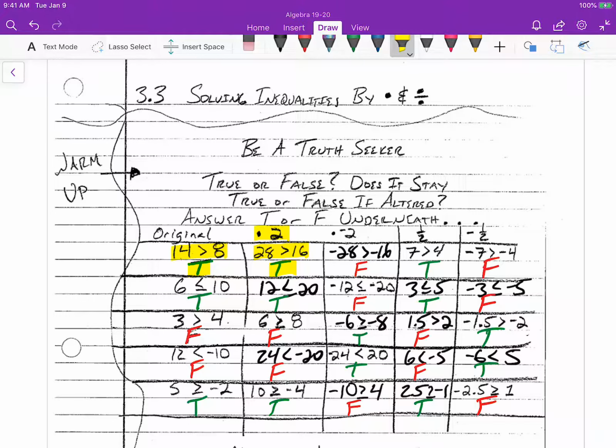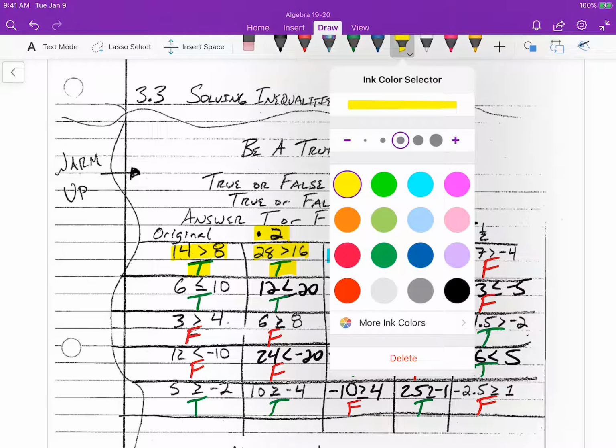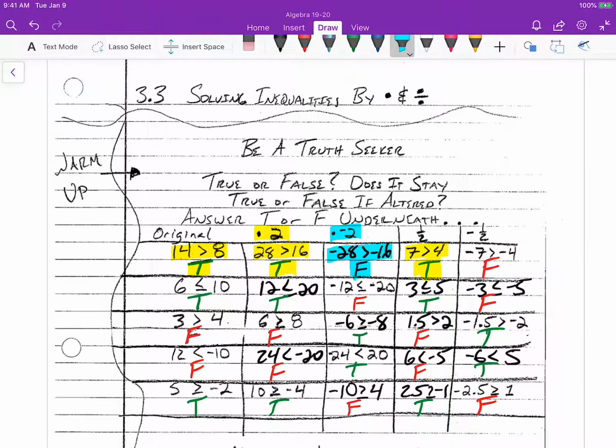Okay, but then look what happens here when I multiply by a negative 2. The same sentence, all I did was double it, but it became false because I did it times negative 2. But then if I do half the size, 14 and 8 cut in half would be 7 and 4, it still stays true. But if I were to do a negative half of 14 and 8, it would be these negatives, which would be false. So basically, I want to just draw your attention here.